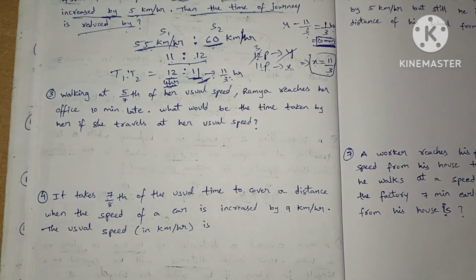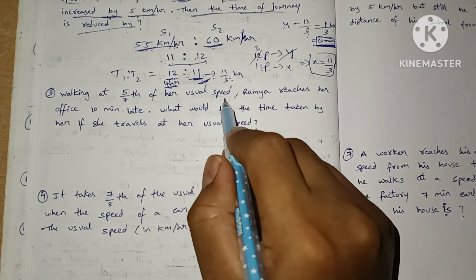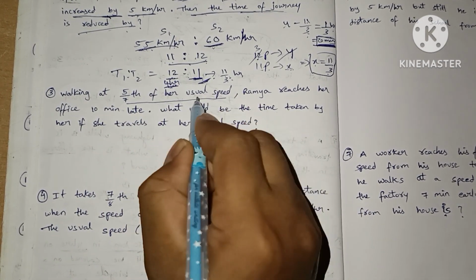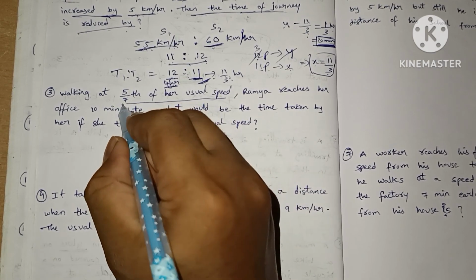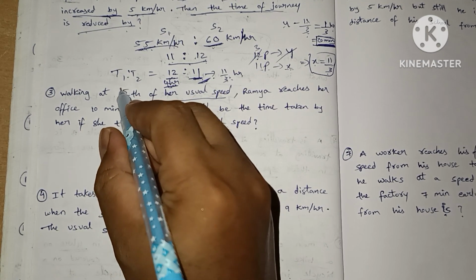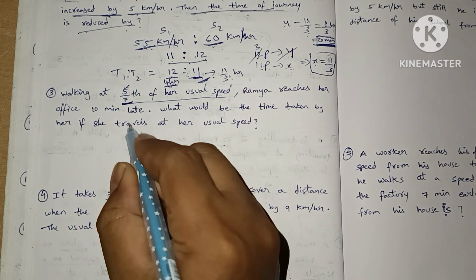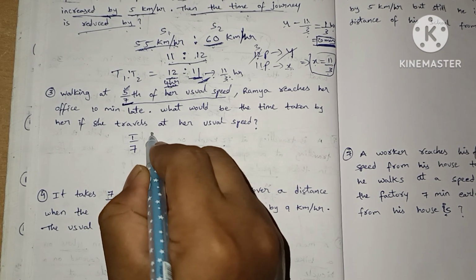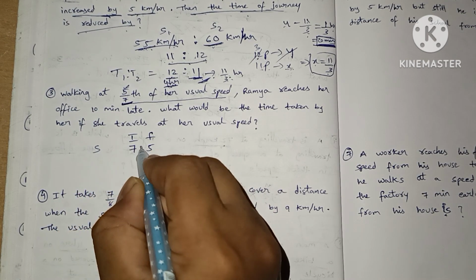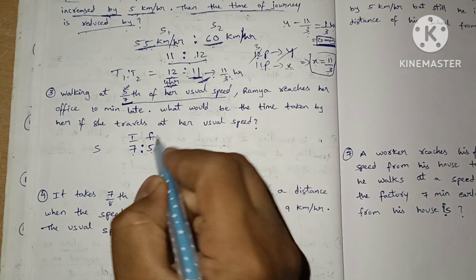Okay, let's see the third question. Walking at 5/7 of her usual speed. Let's understand this one. 5/7 of her usual speed means initially the speed is 7 units, now it is 5 units only. So initially 7 units, finally 5 units speed. So the speed ratio is 7 is to 5. Initially 7 parts, now 5 parts.